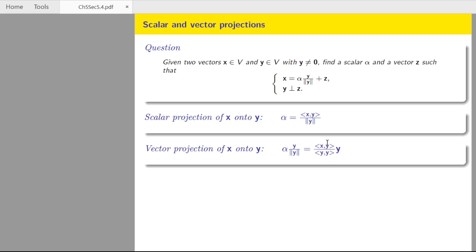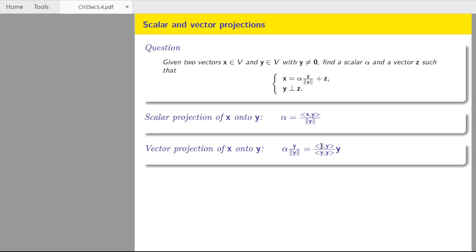The reason is because alpha's numerator is the scalar product between x and y. So that's this numerator here. And then we have the norm of y here, and also the norm of y here. So that means we should have the square of the norm of y. That's the same as the inner product of y and itself. The reason why we write it in this way is because we want to show the similarity.